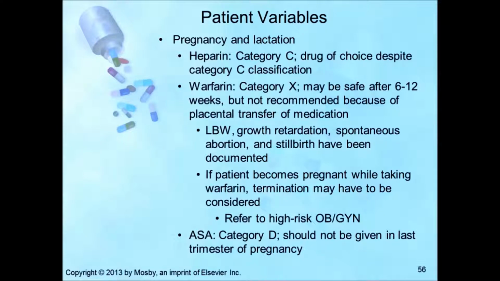They need to be referred to a high-risk pregnancy obstetrician or gynecological specialist. Aspirin is considered a category D and should not be taken especially in the last 3 months of pregnancy. Argatroban, category B. Plavix, category B. No adequate studies have been reported.